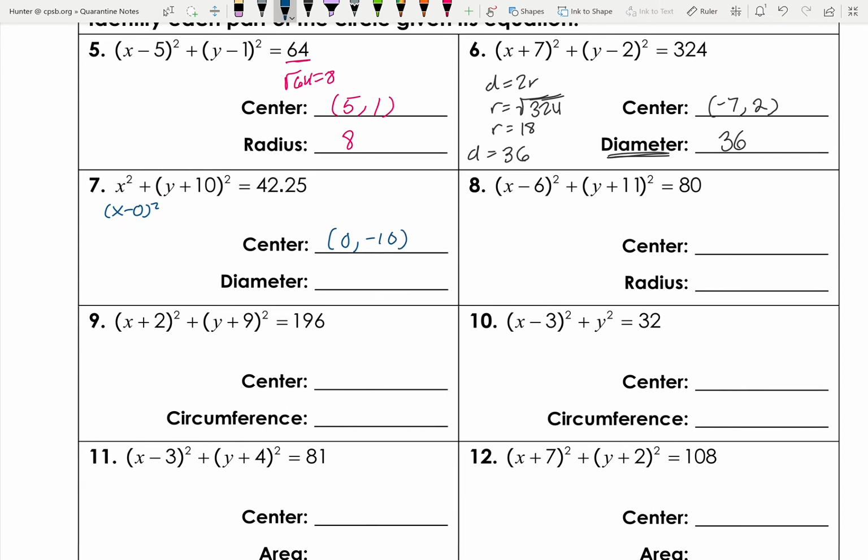Again, we're trying to find diameter this time. So first things first, though, is to find the radius, which is the square root of 42.25. Plug that in my good old calculator to get 6.5 as my radius. So the diameter is just 2 times 6.5, which is 13.